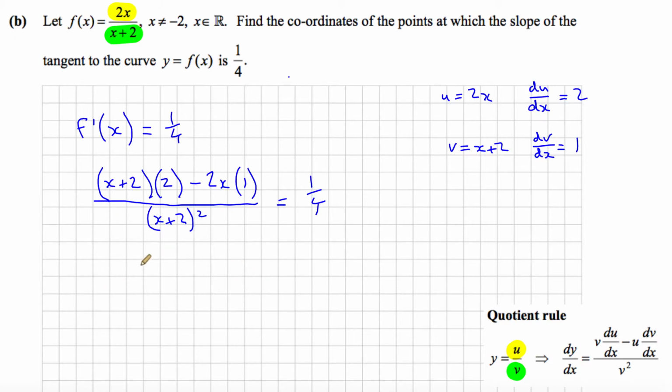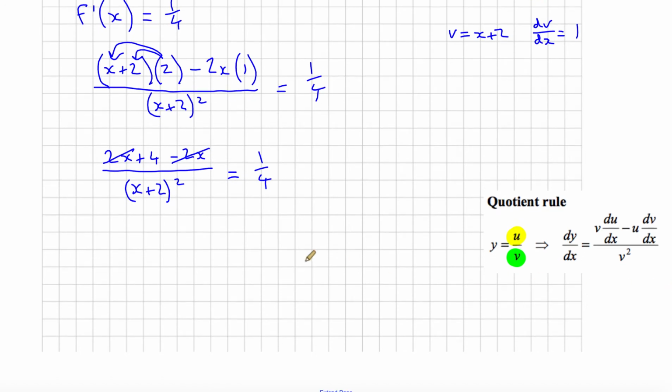Okay, so we're going to tidy up here on the left. The 2 gets multiplied by each term in the bracket here, so that's going to give me 2x plus 4, and then minus 2x by 1 is minus 2x, all over. I'm not going to multiply this out just yet, I'm just going to leave that alone, which is equal to 1/4. Okay, so on top here, the 2x minus 2x becomes 0. So I'm left with 4 over x plus 2 all squared equals 1/4. So I have a fraction equal to a fraction. Now when you have that situation, a fraction equal to a fraction, you are allowed to cross multiply.